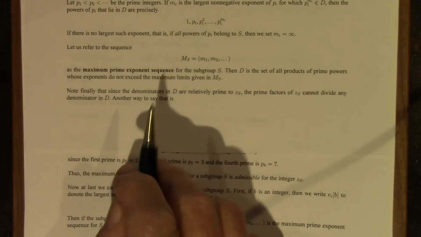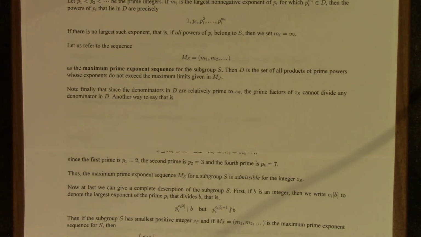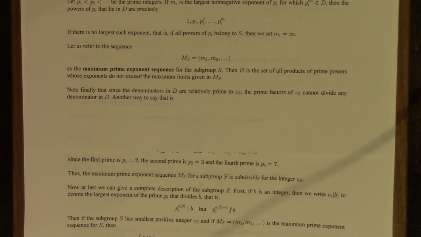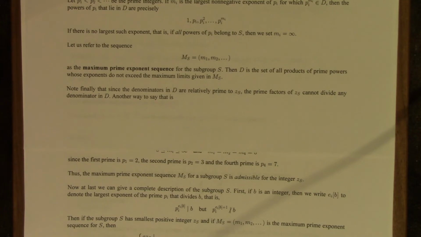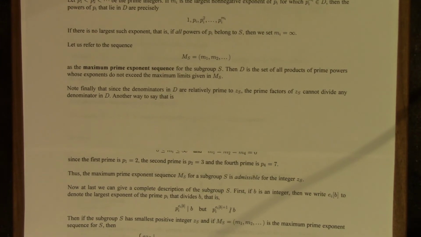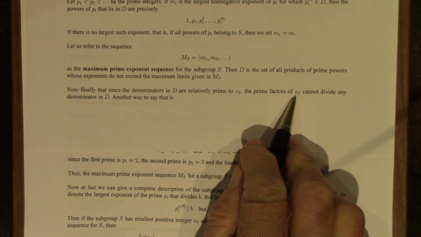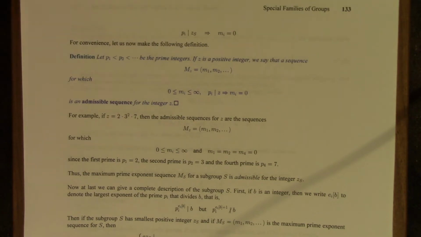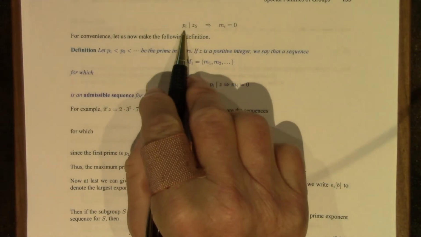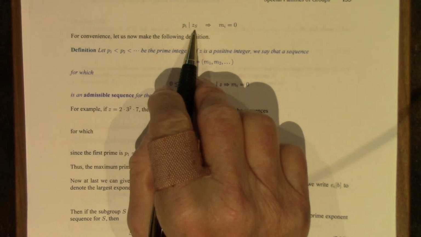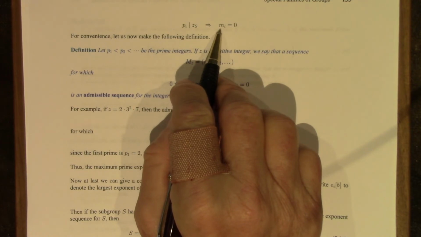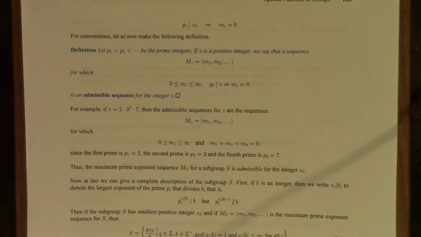Also, since the denominators in D are relatively prime to Z_S, any prime factors of Z_S cannot divide any denominator, because that would then divide a numerator of a reduced fraction, so it can't divide a denominator. Another way to say that is to say that if p_i divides Z_S, then m_i must be 0. So no prime power other than p_i to the 0 would divide a denominator.